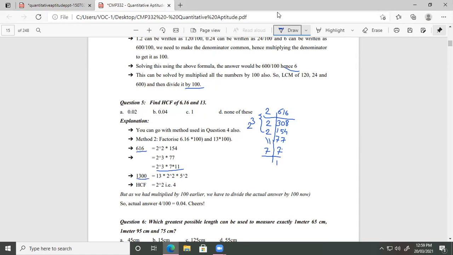And 1300 is 13 into 2 raised to 2 into 5 raised to 2. The HCF will be 2 raised to 2, which is 4. But as we have multiplied by 100 earlier, we have to divide the answer by 100 now. So the actual answer will be 4 by 100, that is 0.04. Okay.